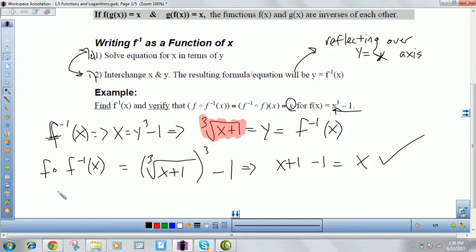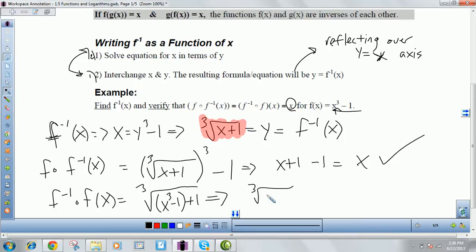Let's go ahead and try the second one. So now it's f inverse of f of x. So you're plugging the original function into the inverse. So it would be the cubed root, and then for x, I'm going to put x to the third minus 1. And then we simplify this. In x to the third minus 1, that negative 1 and positive 1 can cancel. So you'd have the cubed root of x to the third, which is just x.